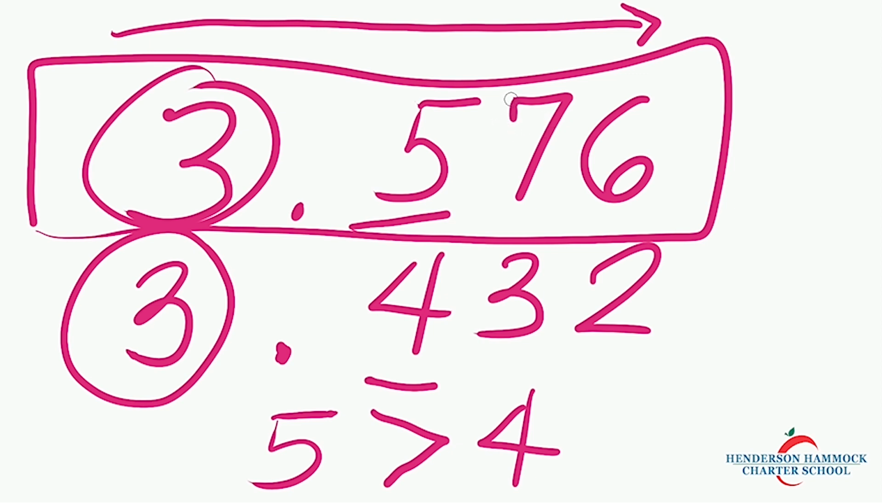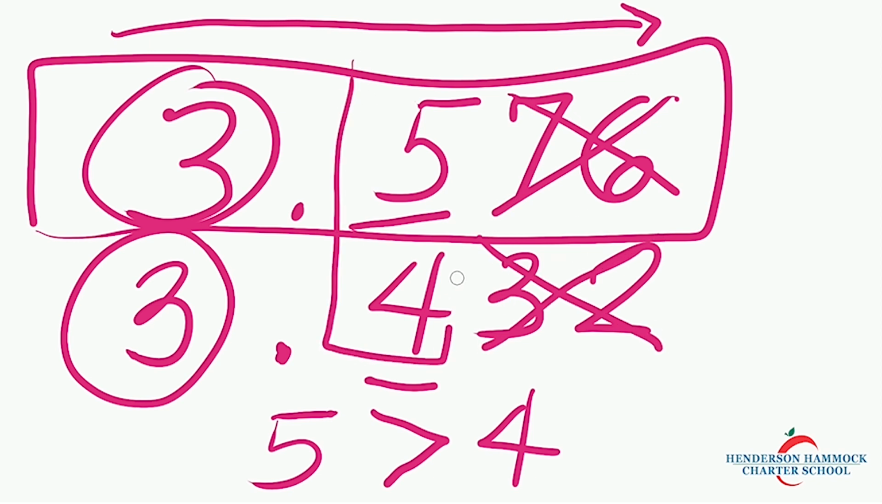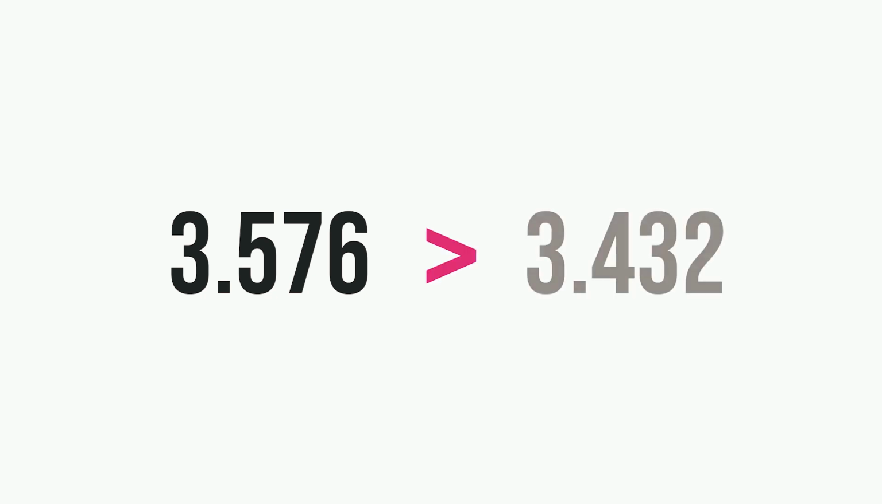Any digit to the right of 5 and 4 doesn't matter, since we reach already our first difference, and that's in the tenths place. Remember, this tenths place holds more weight than anything to the right of it. So 3 and 576 thousandths is greater than 3 and 432 thousandths. The American cockroach is longer than the Oriental cockroach.